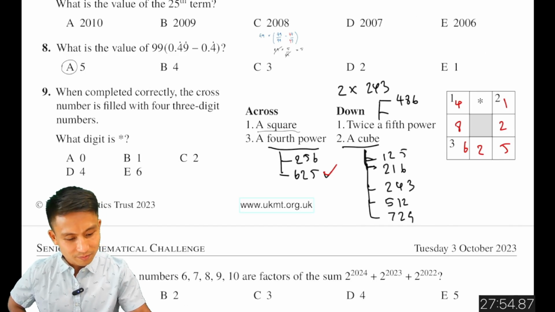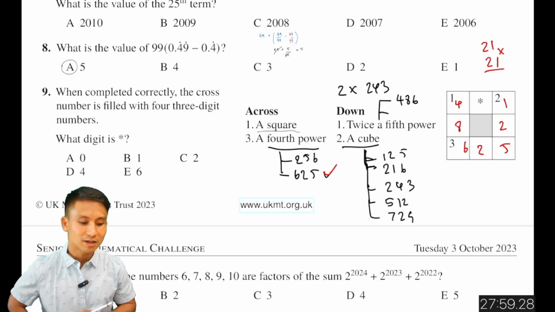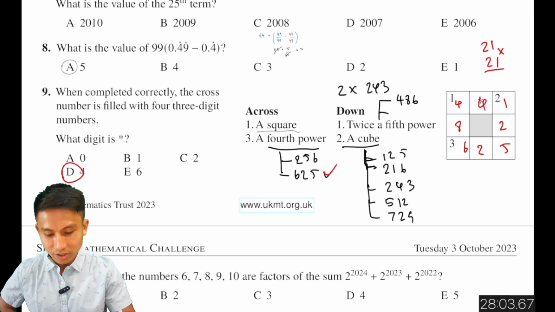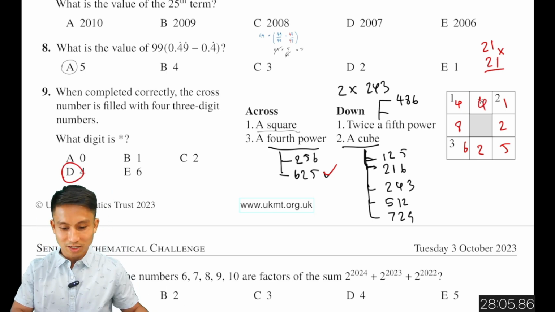441, I believe this is 4 and 1, so I believe it's 21 times 21. You can try that. You should get 441. Yeah, so it's number 4 here, choice D. Ooh, that took a while.